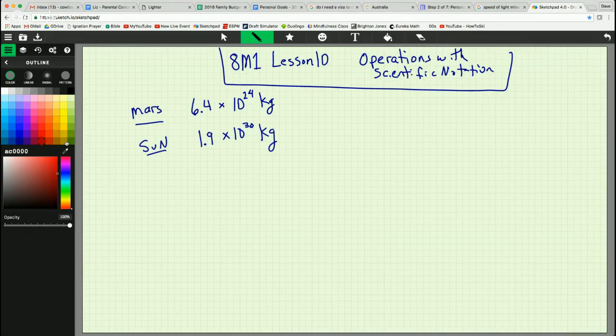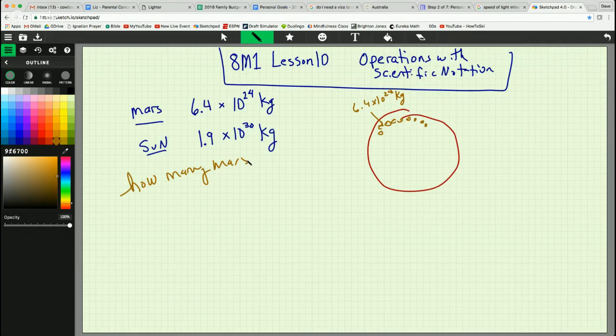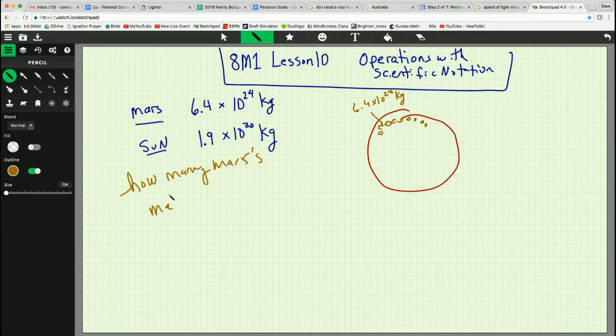So here we have a situation where we have, again, the sun, and then we have a bunch of little Marses. And each one of these Marses is 6.4 times 10 to the 24th kilograms. So the question is how many Marses make up one sun in weight, in mass.